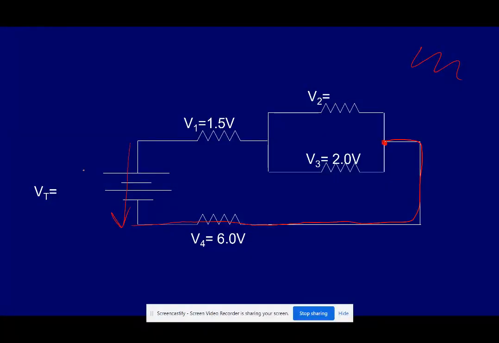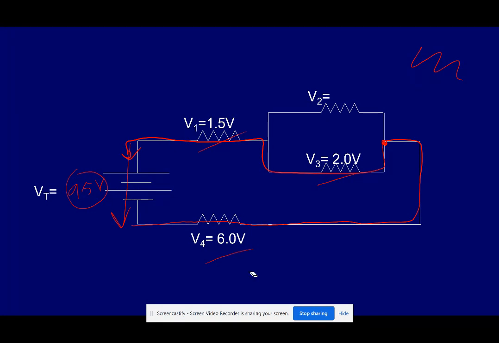And if I want to figure out what this VT is, the total voltage, then I want to go along the path where I know all the voltage drops. So I'm going to take that path right there. Because now I know if I take that path, it drops 6 volts, 2 volts, and 1.5 volts. So if I take that path and it drops off those 3 voltages, how much did it have to gain at the source? 6 plus 2 is 8, plus 1.5 is 9.5 volts.